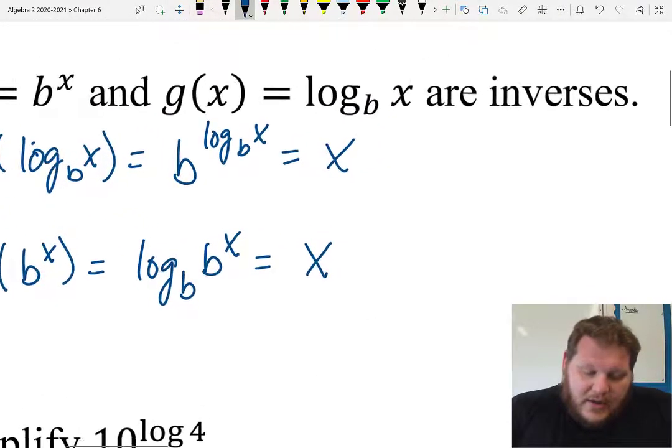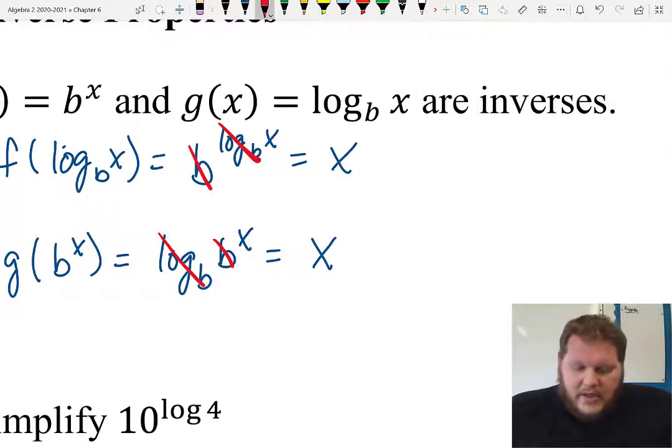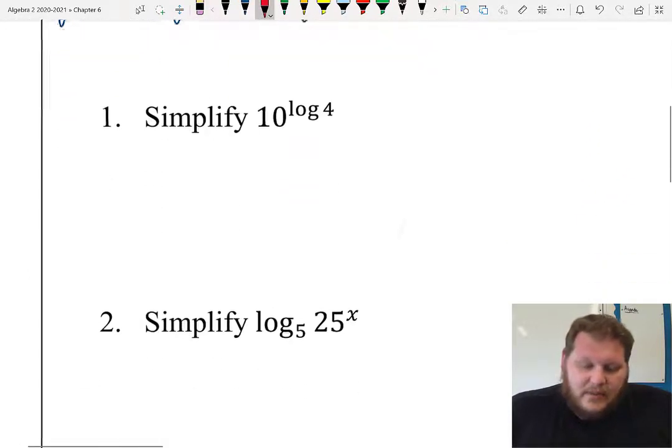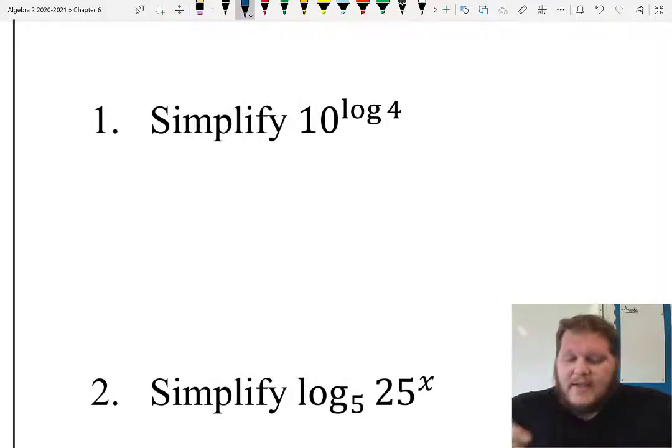These last two parts here are the most important. What this tells us is if we have a base b with a log of the same base in the exponent, those two things cancel each other out, and we're just left with whatever was inside the log. Or vice versa, if I have log base b of b to some x power, those two things cancel each other out, and we're just left with the exponent. Since we know those are inverses of each other, number one becomes really easy, because we've got 10 to the log of 4 power.